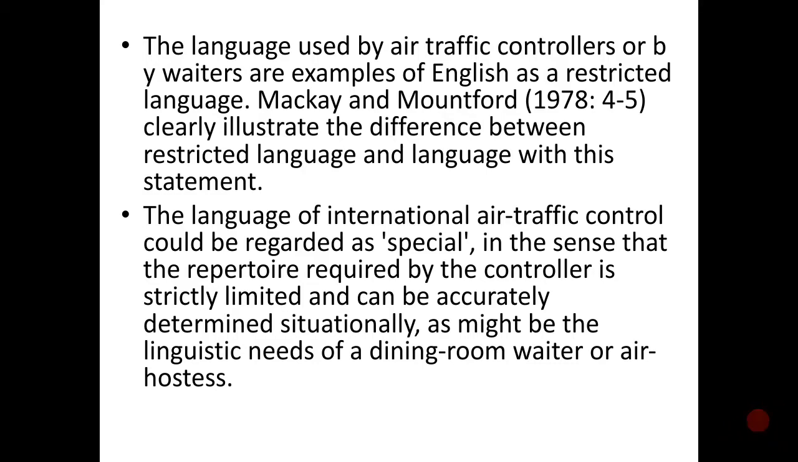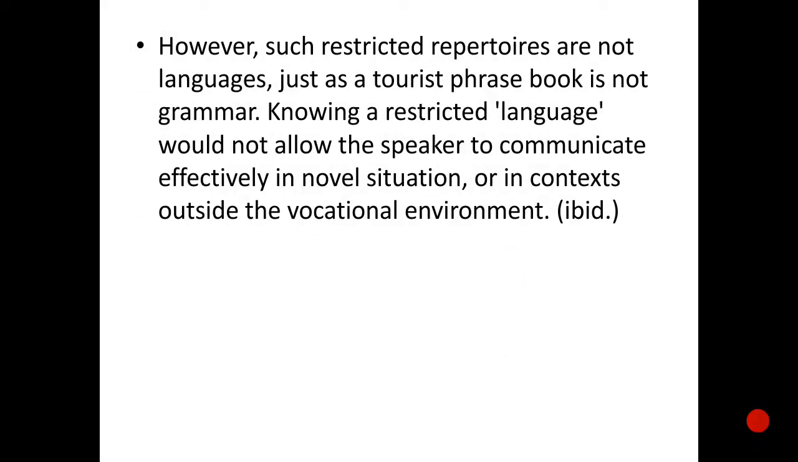Mackay and Mountford clearly illustrate the difference between restricted language and language with this statement. The language of international air traffic control could be regarded as special in the sense that the repertoire required by the controller is strictly limited and can be accurately determined situationally, as might be the linguistic needs of a dining room waiter or air hostess. However, such restricted repertoires are not language, just as a tourist phrasebook is not grammar. Knowing a restricted language would not allow the speaker to communicate effectively in novel situations or in contexts outside the vocational environment.